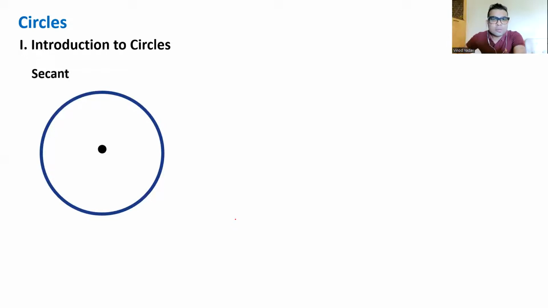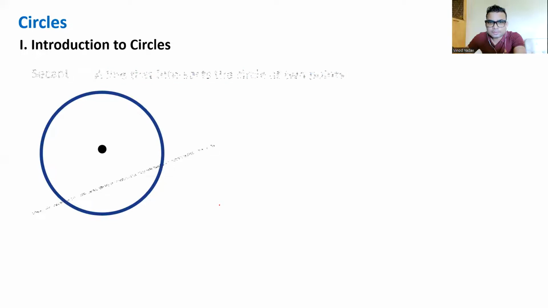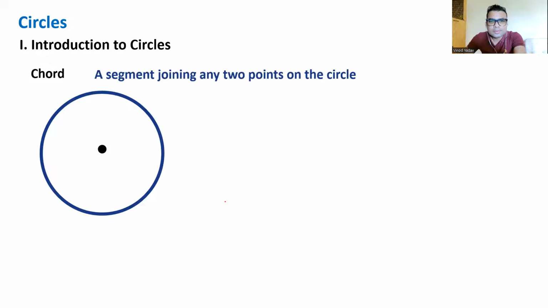Secant. The next term to be understood is secant. It's just a line that intersects the circle at 2 points. Then chord. This also intersects the circle at 2 points. You might wonder what the difference is. Secant was a line, chord is a segment. If you remember the difference between a line and a segment, that is the whole difference between the secant and the chord.